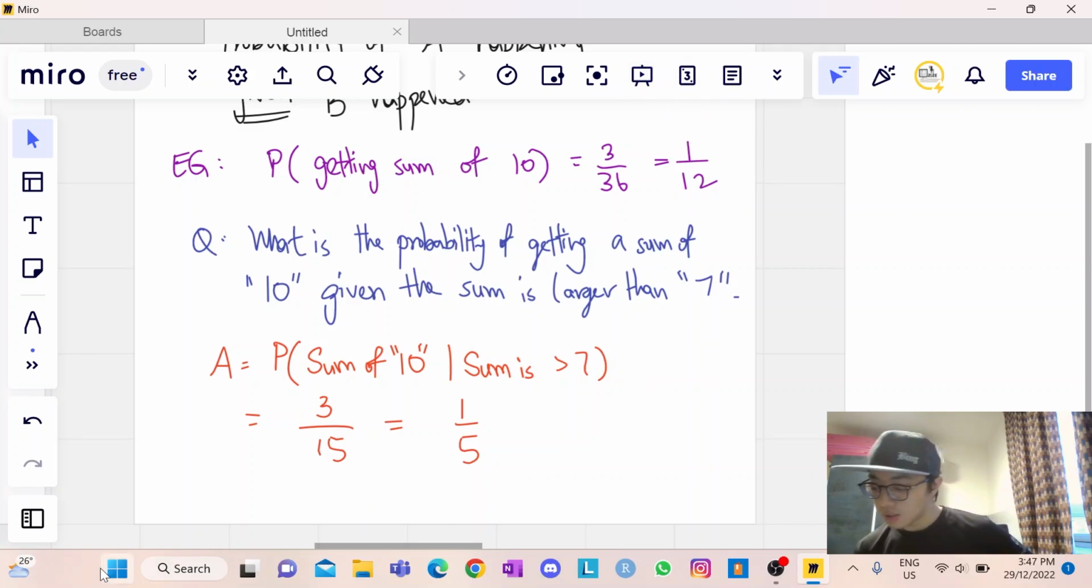All right, so this is basically all about the possibility diagram and how you calculate a conditional probability using the possibility diagram.